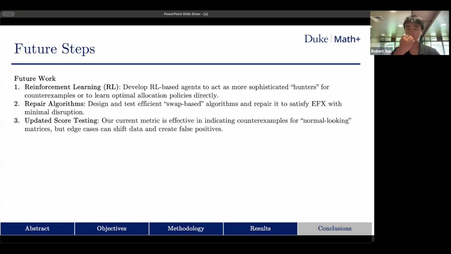As for future steps, the first thing that comes to mind is reinforcement learning instead of evolutionary search. Since we already have a data set of all these actual counterexamples, we can use it to train a model to hopefully find better ones for more agents or more items. We can also look at repair items to go from MM allocation to EFX allocation, since we've shown that for all the counterexamples, it's pretty close to some EFX allocation, although it might not be the best one. And we can also update our scores to better encapsulate the more modern counterexamples we found in this problem.